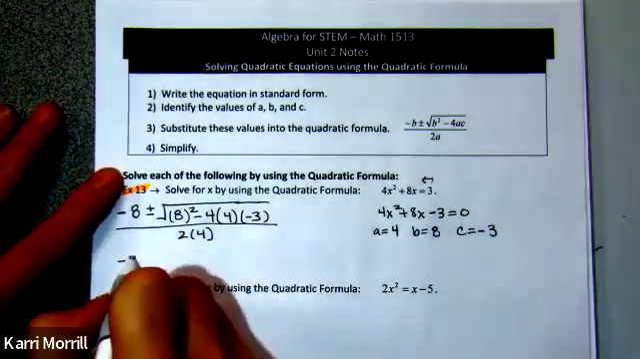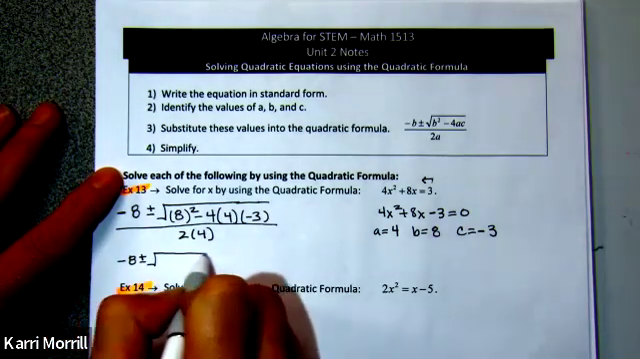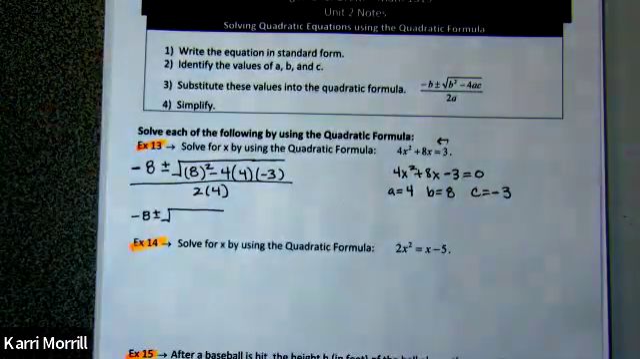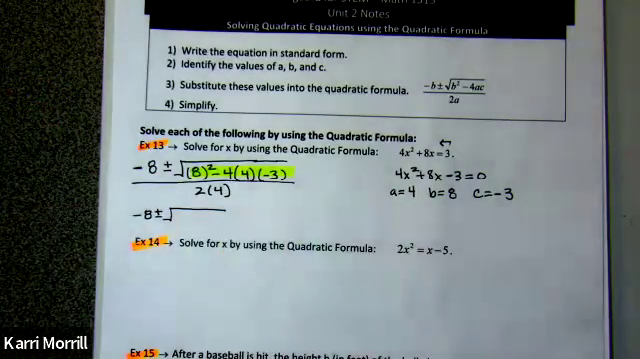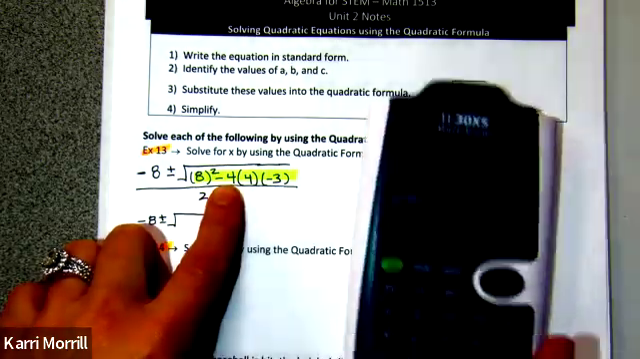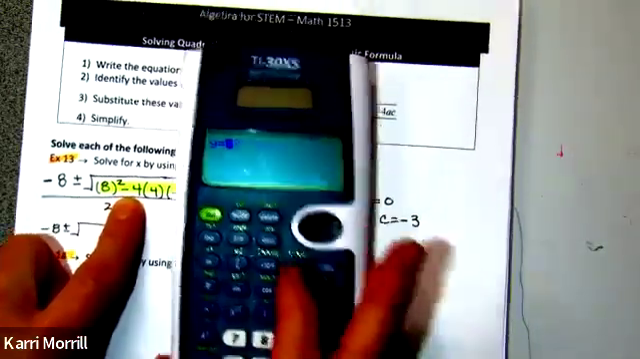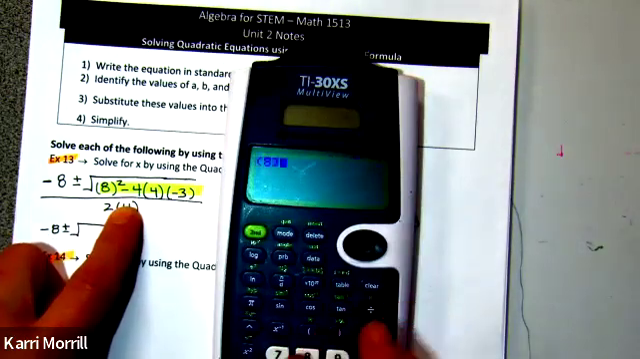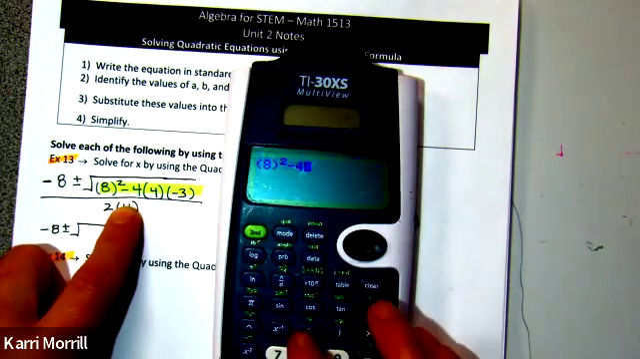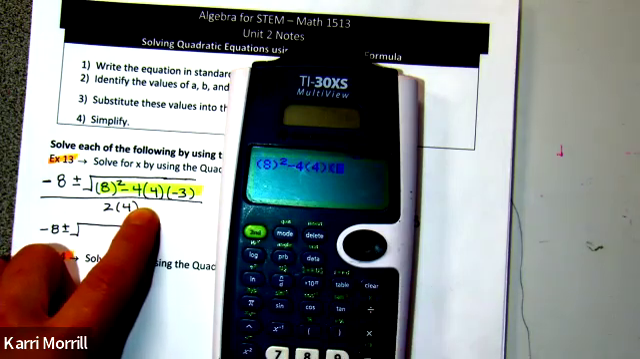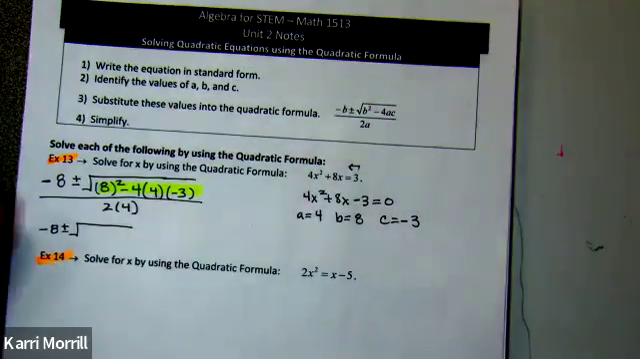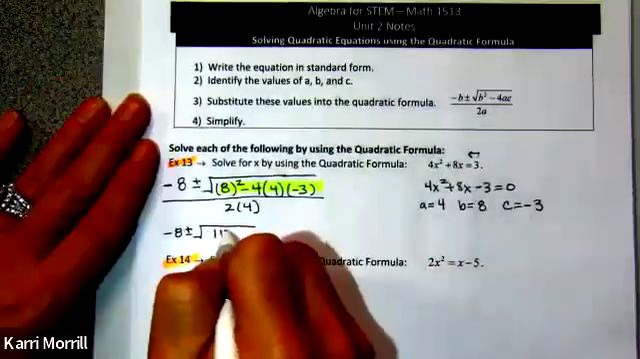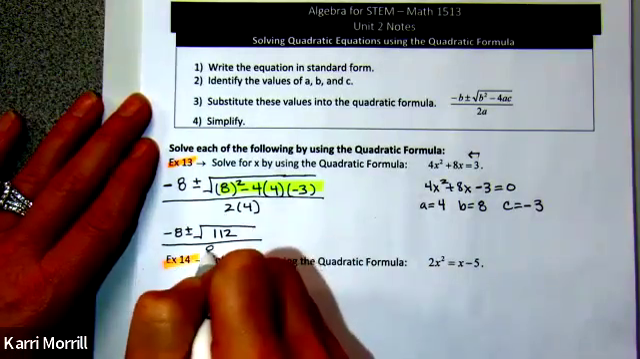I highly recommend not typing everything underneath the radical when you're working with these, because sometimes you can get imaginary numbers. In this case you're not, but I think it's good practice to stay in. So what I have highlighted in yellow, you'll want to just type in your calculator. 8 squared minus 4 times 4 times a negative 3 is 112. So I did let my calculator do the math under the radical, but I'm leaving it under the radical. And 2 times 4 is 8.